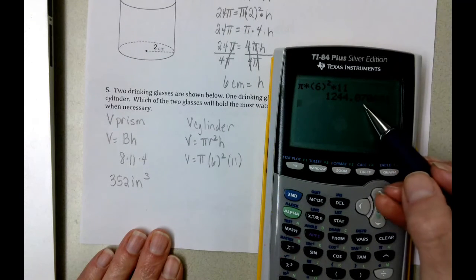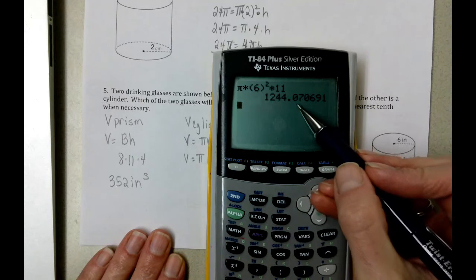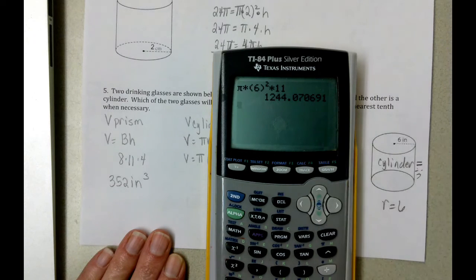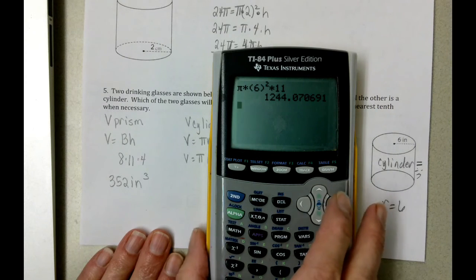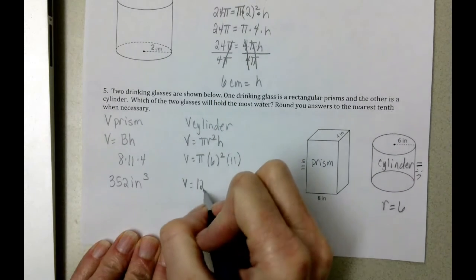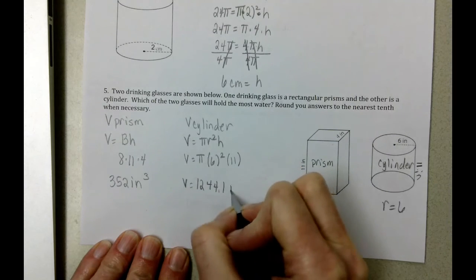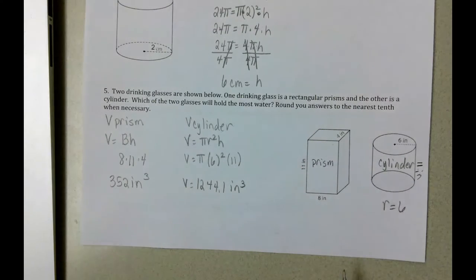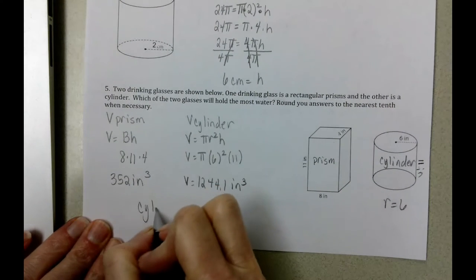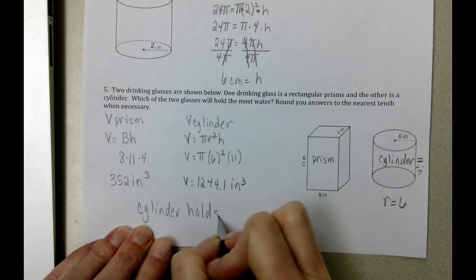So we're looking at the 7. Can't see it very well with the dark here. Looking at the 7, we're going to round that 0 up to 1 because 7 is 5 or higher. So we're going to get 1244.1 inches cubed. And then it says, which of the two glasses will hold the most water? Well, this cylinder holds the most water.